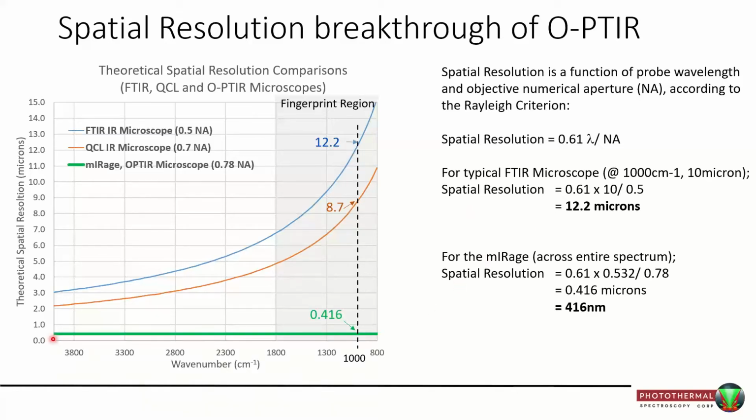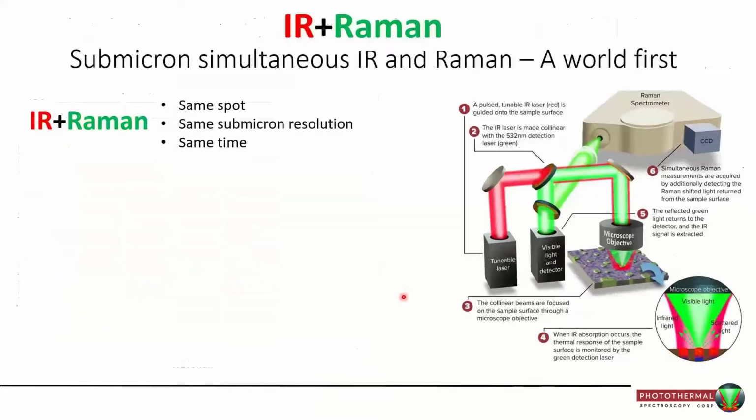But for O-PTIR, it gets very similar to Raman because it's a fixed probe system. That probe laser is a single 532 nanometer laser, and that, coupled with the high NA objectives, gives us a theoretical resolution of about 416 nanometers. So that's over a 30x improvement on FTIR. But what's excited people most, I'd say, is the fact that in a world first, we're now combining IR and Raman into a single platform. It's more so a single measurement. So it's really the same spot, same micron resolution at the same time.